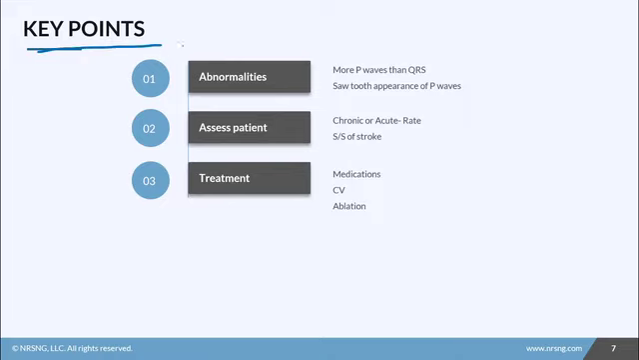So the key points and your biggest takeaways to remember from this lesson are the abnormalities of atrial flutter. There are more P waves than there are QRS. The rhythm can be regular or irregular. There is a sawtooth appearance to the P waves. Always assess your patients and determine if it's chronic or acute. Monitor for signs and symptoms of stroke, and we got to prevent strokes from happening. The treatment for atrial flutter are medications, cardioversion, and ablations.